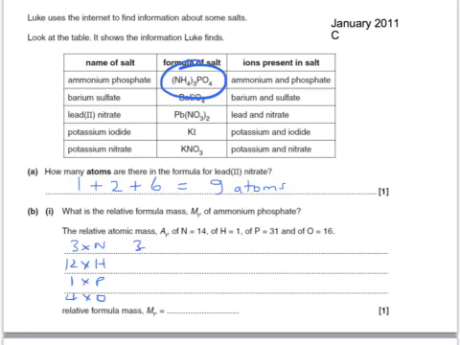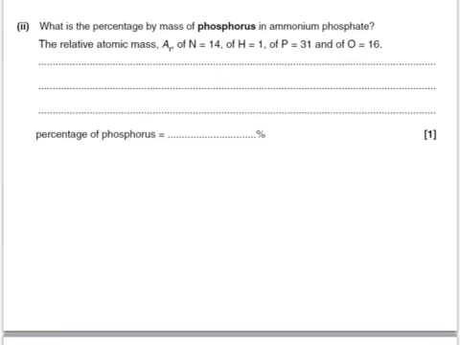The 3 nitrogen atoms weigh 14 each, gives a total of 42. The 12 hydrogens weigh 1 each, which is a total of 12. The 1 phosphorus is 1 lot of 31, which is 31. And the 4 oxygens is 4 lots of 16, which is 64. If we total those ones up, it comes to 149. So the relative formula mass, or the Mr, is 149. We're now asked what's the percentage by mass of phosphorus in that ammonium phosphate.